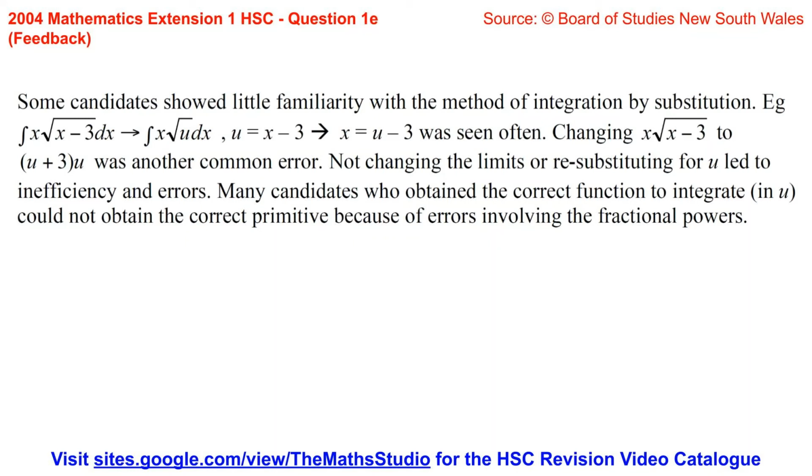Not changing the limits or resubstituting for u led to inefficiency and errors. Many candidates who obtained the correct function to integrate, in u, could not obtain the correct primitive because of errors involving the fractional powers.